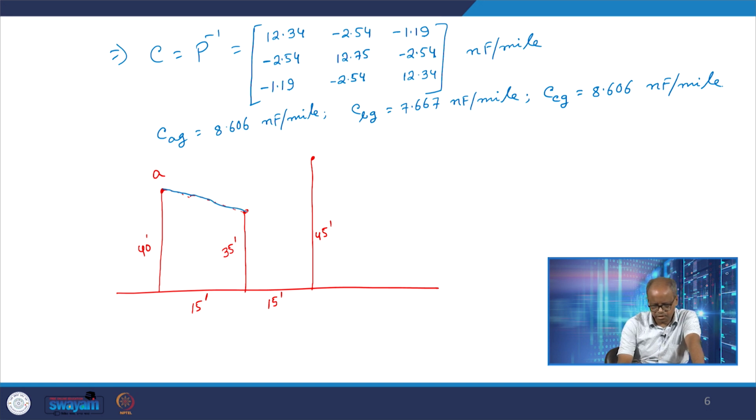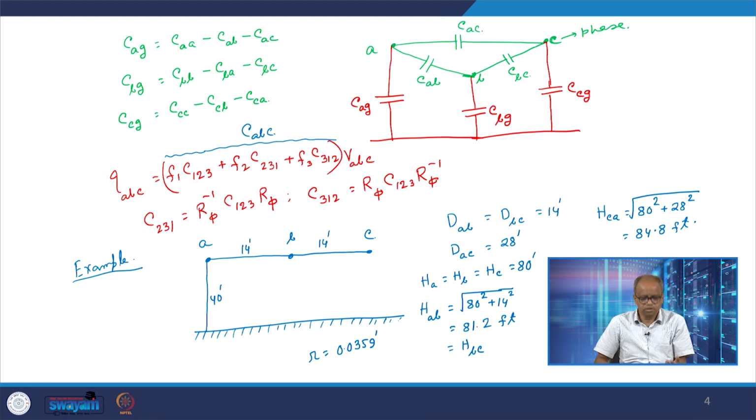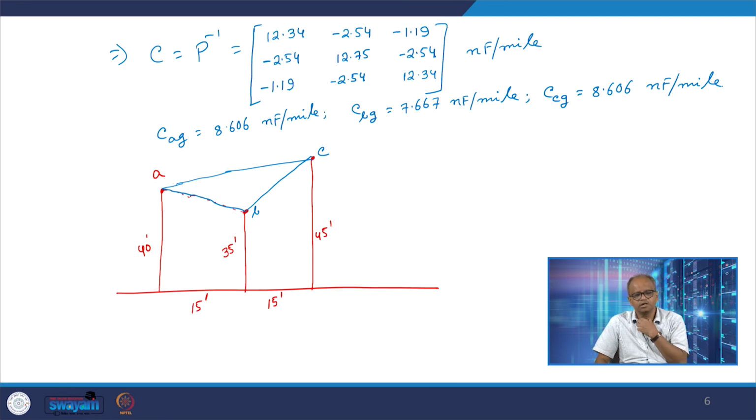I can also calculate the other distances by applying simple geometrical concepts. So this is A, this is B, this is C. So this is essentially the distance I can calculate, and once I calculate these distances, after that we can simply apply this formula without any problem. So as we can see, by employing these formulas and just by knowing the geometrical configuration of any transmission line, you will be able to calculate the capacitance matrix.